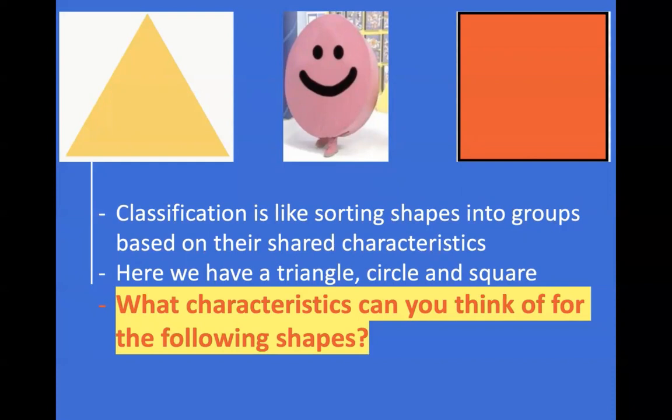Okay, so for a triangle, there's three sides, three angles, and for a circle, it's round and it has no right angles, and a square has four right angles and it has four sides. This is always the case. So here, what we're doing is we're identifying patterns.